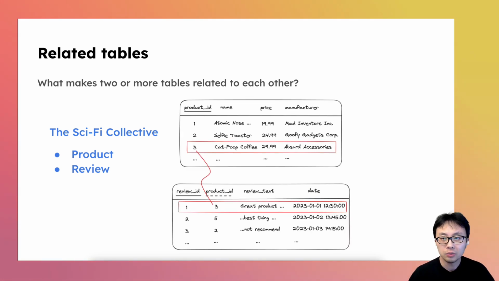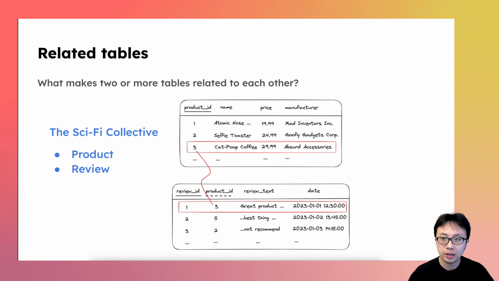As you can see, the value in the product ID column helps connect a row in the product table and a row in the review table. For example, in the product table, there's a row with a product ID value of 3. It records a product named cat poop coffee. In the review table, the row with a review ID value of 1 records a positive review for this product. How would you know the review is for the cat poop coffee? The two rows here have the same product ID value. That's why.